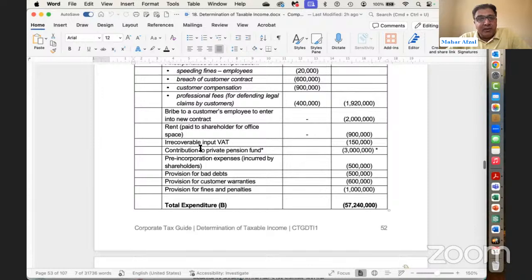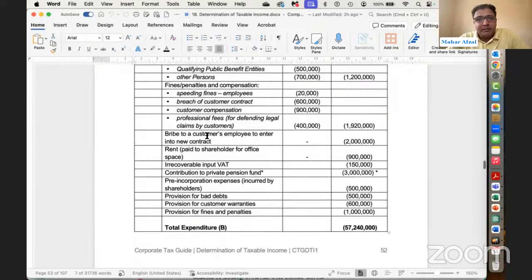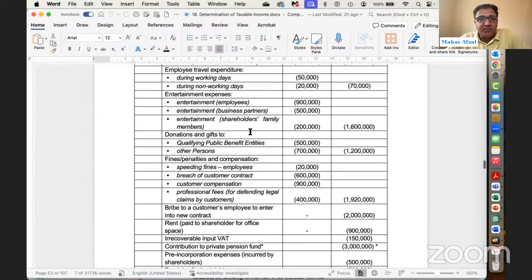So 1 million added back. Irrevocable, we can claim this. Rent, we can claim. Bribes, we cannot claim. 2 million, I'm adding it back. Then the fines and penalties, over speeding, we cannot claim for sure. I'm adding it back. Breach of the contract, this is a business expense. You are doing day-to-day business, you breach a contract, but this is a normal business expense, you can claim. Customer compensation, you can claim. Professional fee for defending legal claims by customer is fine as well, because this is a business expense.